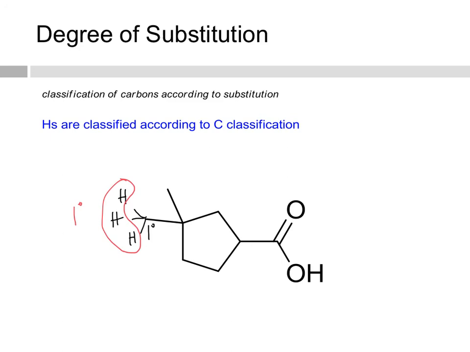Likewise, if we look at this carbon, it's a secondary carbon because it's attached to two other carbons, and these hydrogens are therefore also considered secondary. And finally, this carbon, it's a tertiary carbon, and so this hydrogen is also considered tertiary.